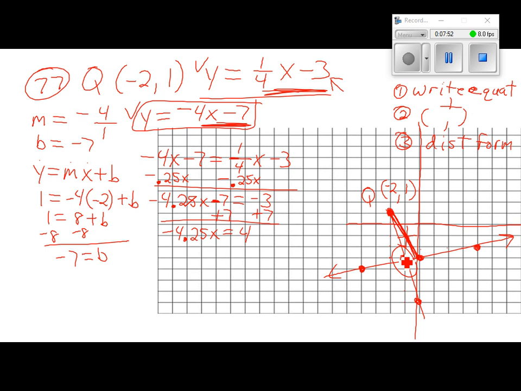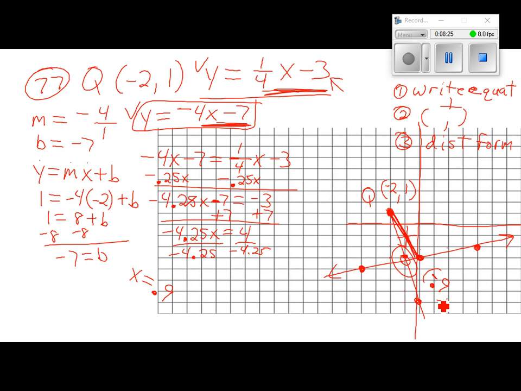Next, what do we do next to get x by itself? Divide by negative 4.25. Somebody help me out. What's x? Negative 0.9. Does everybody agree with that? So that's the x coordinate of that point, negative 0.9. How are we going to find the y coordinate? Plug it back into one of them. Either this one or this one.